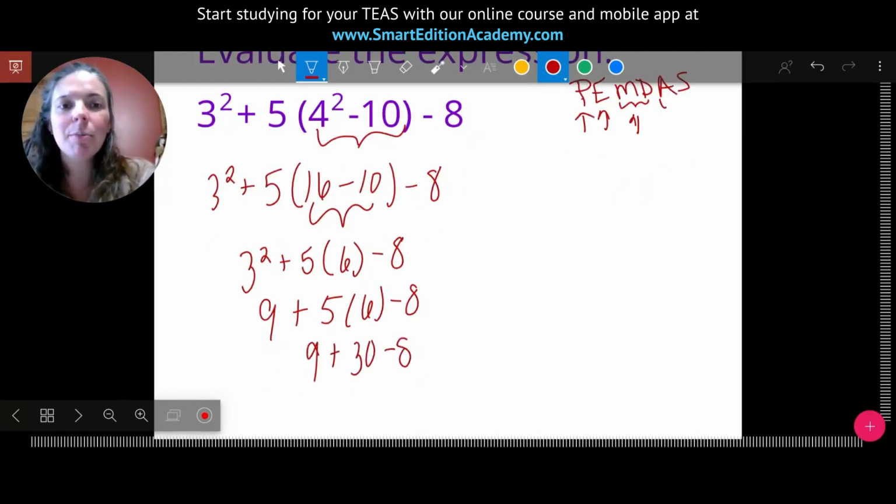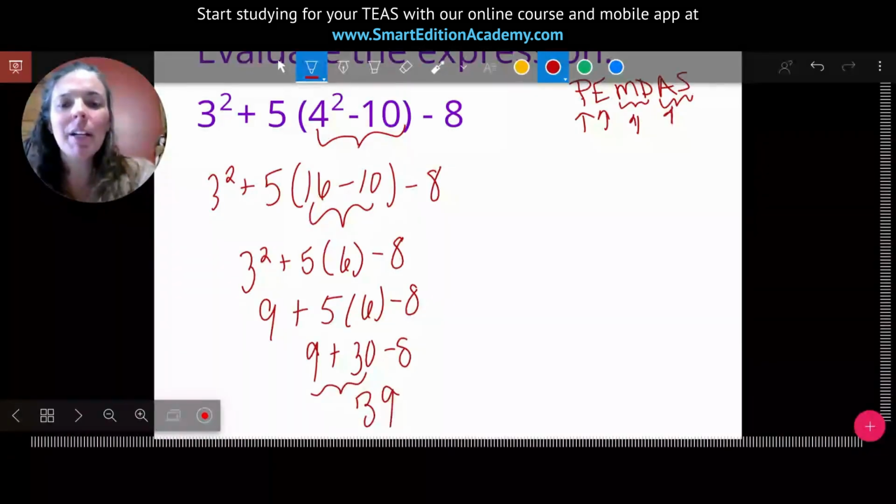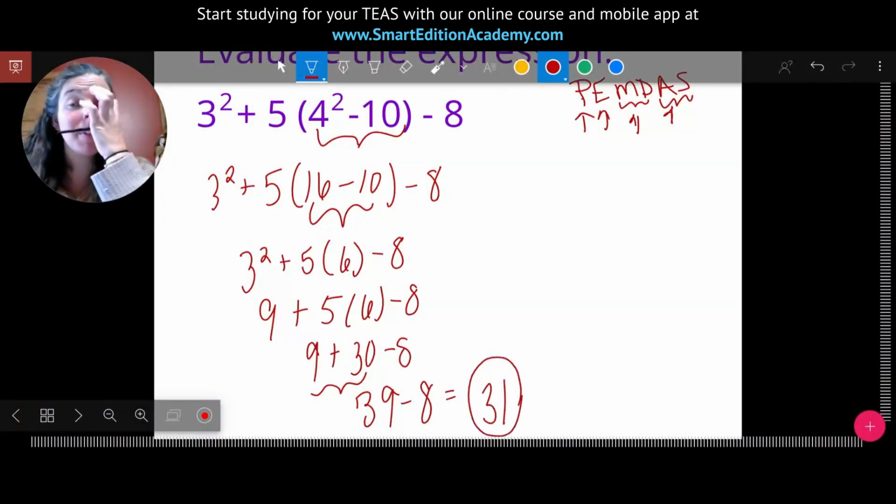And then addition and subtraction. So take care of that. Addition I see first, so that's the first one I'm going to do. 39 minus 8, and when I simplify that at the end, I will get 31. Okay, so exponents are important to be able to simplify, but then you also need to know how to use them within other topics such as order of operations.